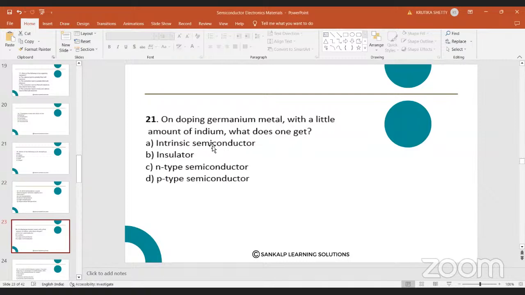On doping germanium metal with a little amount of indium, what does one get? Intrinsic semiconductor, insulator, N-type semiconductor, P-type semiconductor. Yes. If we know indium is trivalent, not pentavalent, we can say this one. So here indium is trivalent, therefore we will get option D, a P-type semiconductor. So option D is correct.